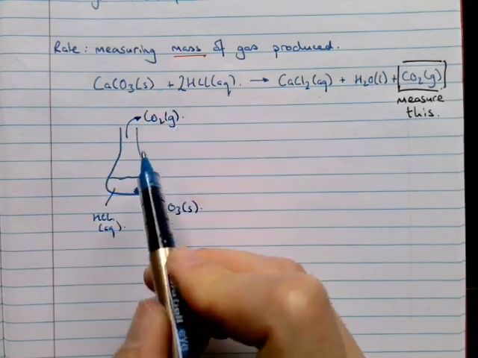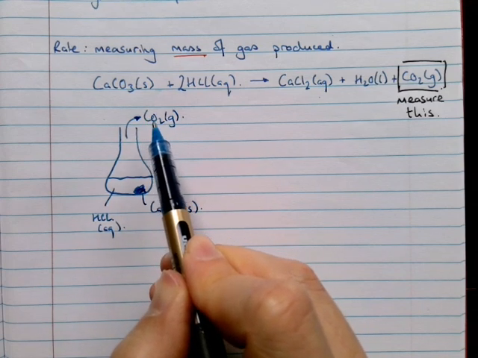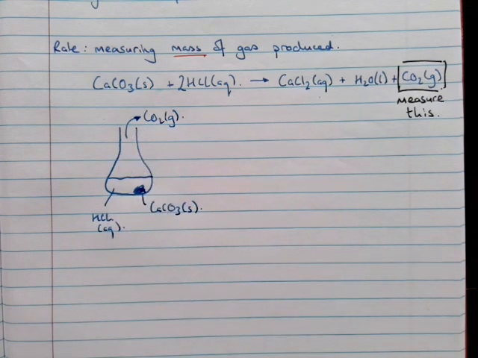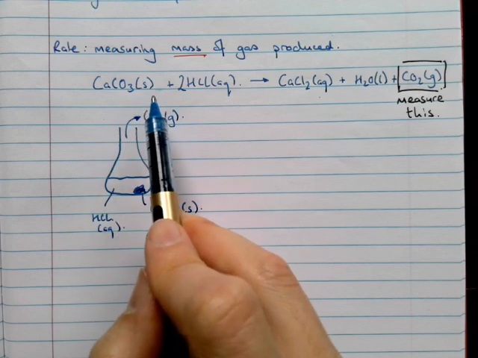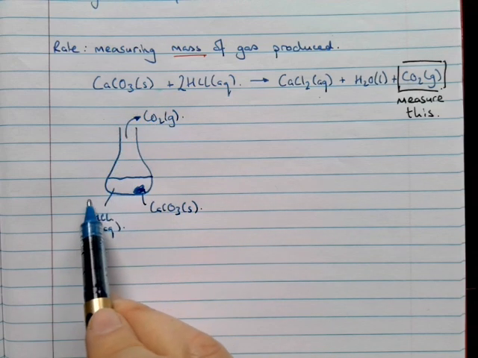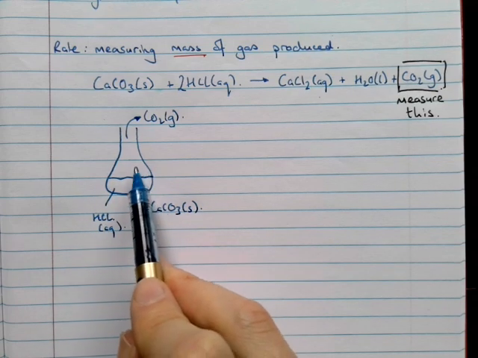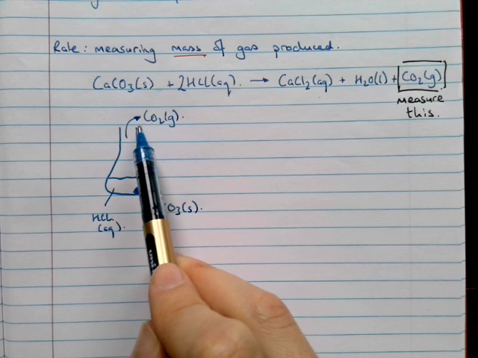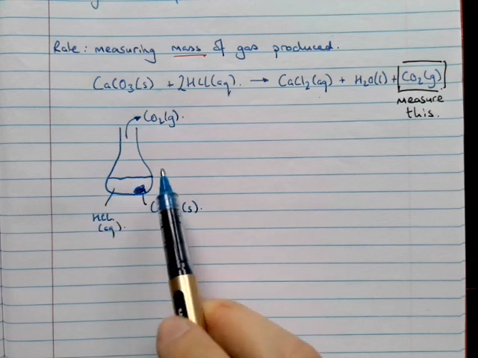Now you might be thinking, if we want to measure the mass of this, we're going to have to collect it and then measure the mass. That's not what we're going to do. There's a cleverer way: because the gas is being lost, the mass should decrease as the carbon dioxide gas is produced and escapes.